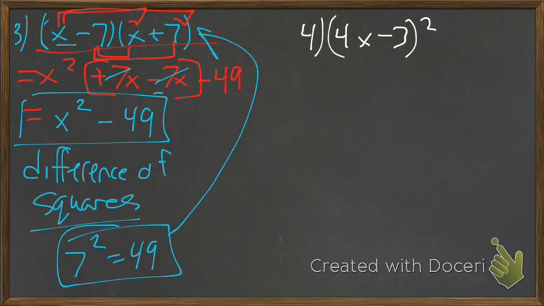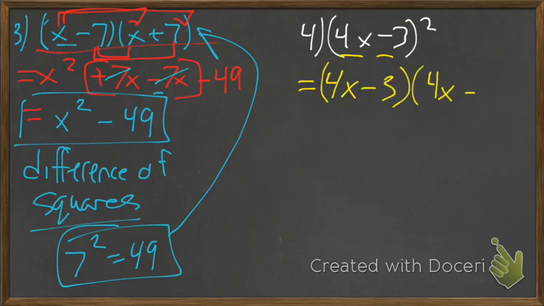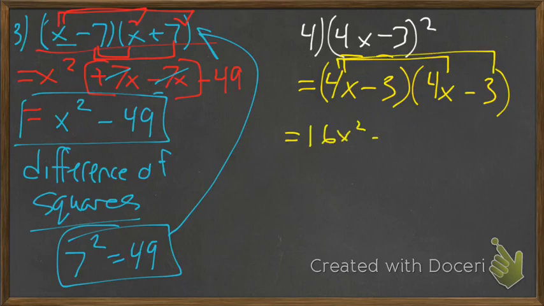This last example, we have 4x subtract 3 squared. So if we write that out again, it would be 4x subtract 3 multiplied by 4x subtract 3. And we do the exact same FOILing process. First, it's equal to 16x squared. Outside, subtract 12x. Inside, subtract 12x. And last, this will be plus 9, I believe. 3 and 3, negative, positive, yep, plus 9.